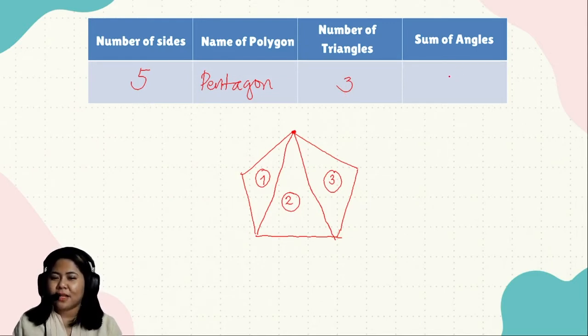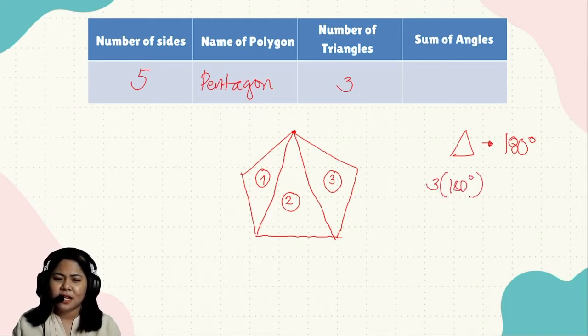Ano kaya sum of angles niya? Tingnan natin ha. Ilang triangles na buo? 3. Ang isang triangle, ano sum ng interior angles niya? 180 degrees. Remember, when we are talking about angles, it's always in degree yung units niya. Okay? So, tatlong 180 degrees. What's 3 times 180 degrees? That is 540 degrees. Okay? So, the sum of angles of a regular pentagon is 540 degrees.